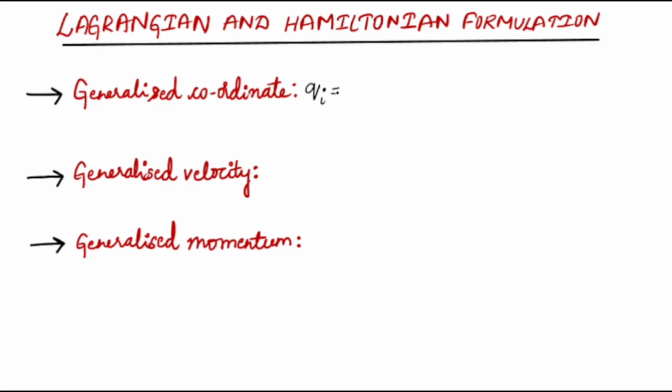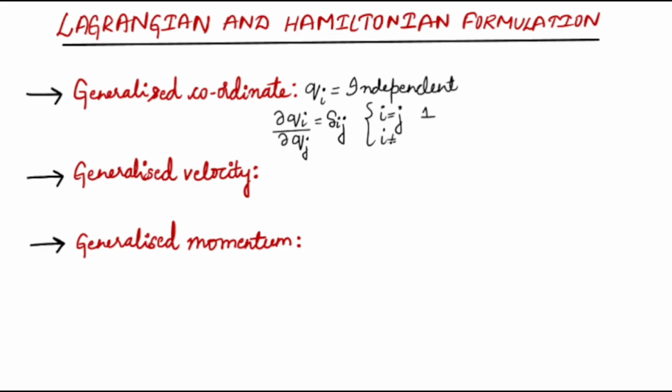and generalized coordinate is an independent quantity. It does not depend on any quantity. I can define generalized coordinate like this: dou of qi divided by dou of qj is nothing but delta ij, where i equal to j means the delta value will be 1, and i not equal to j means the delta value will be 0.